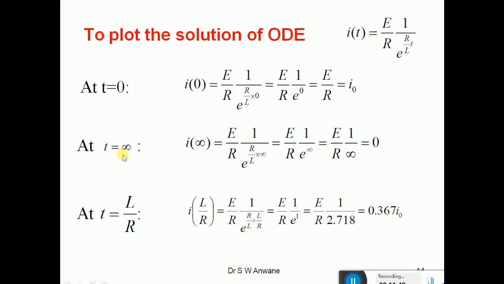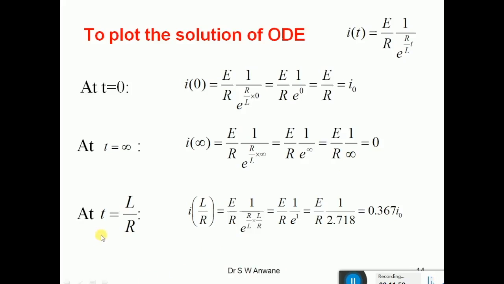Now for large time, I of infinity, t is being replaced by infinity. So e to the power infinity will be infinity, 1 upon infinity will be 0. So for steady state, this current will vanish.